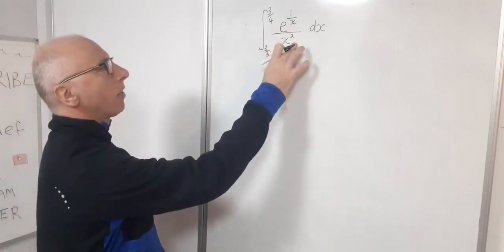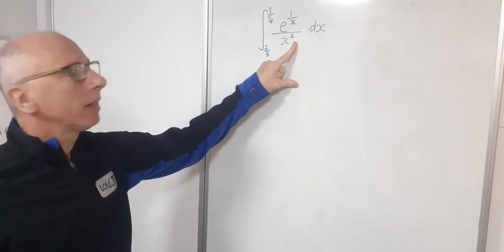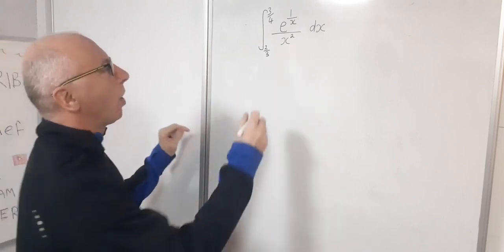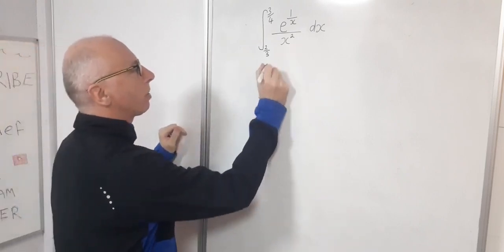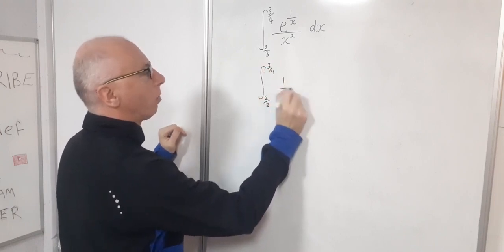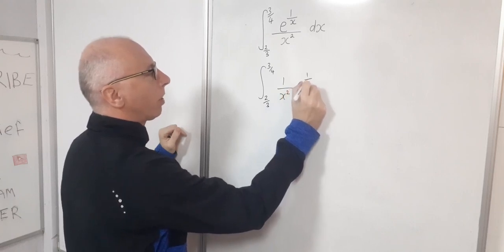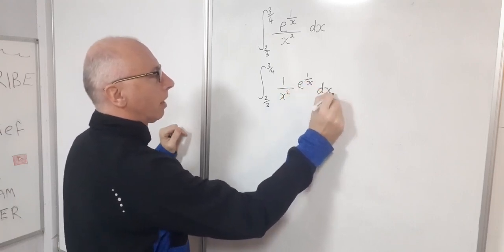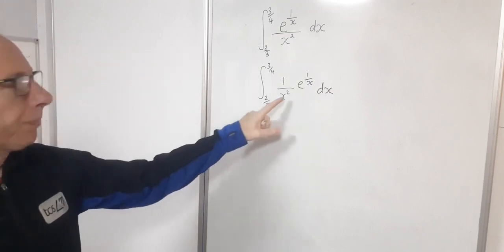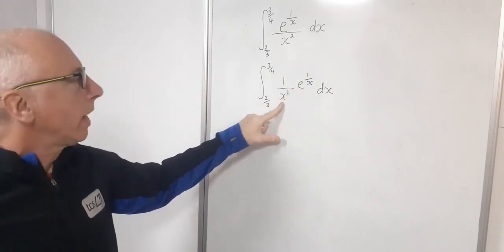So e to the 1/x over x squared. Now, dividing by x squared is the same as multiplying by 1 over x squared. So we could rewrite this integral from 2/3 to 3/4 of 1 over x squared, multiplied by e to the 1 over x, dx.